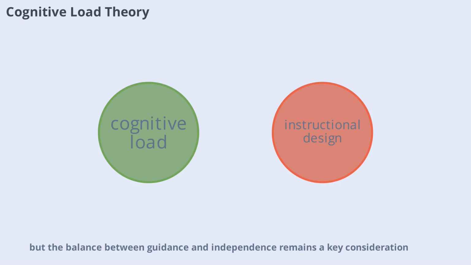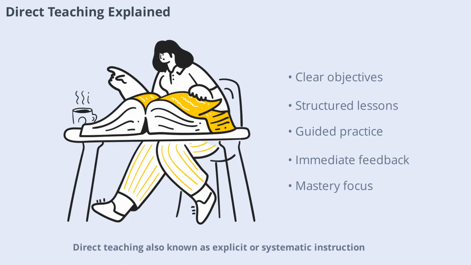a key consideration. Direct teaching, also known as explicit or systematic instruction, is characterized by clear objectives, structured lessons, and ongoing assessment. Teachers present information in a logical sequence, model skills, and provide guided practice with immediate feedback. This approach is rooted in behavioral theories of learning, emphasizing modeling, imitation, and reinforcement. Direct teaching is especially effective for foundational skills such as reading, spelling, and mathematics, where clarity and structure help students build a solid knowledge base. It's a method that aims to eliminate misunderstandings and ensure mastery of essential content.